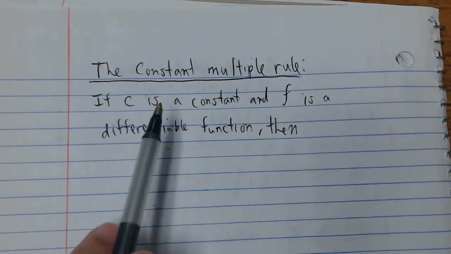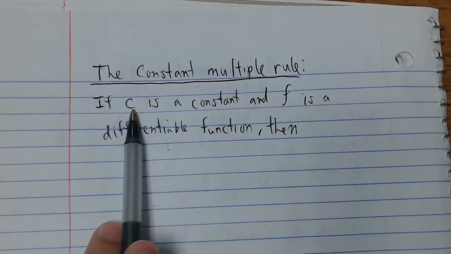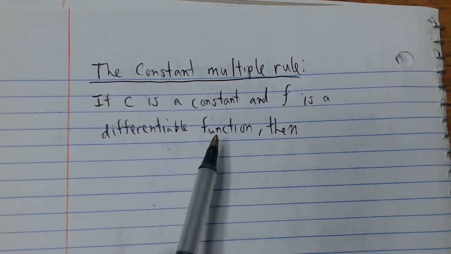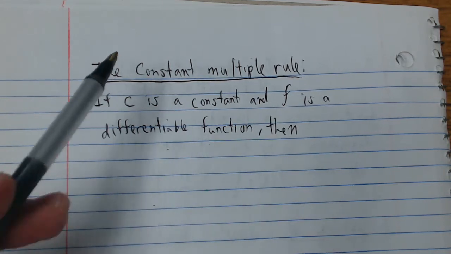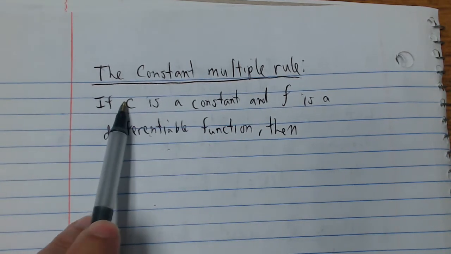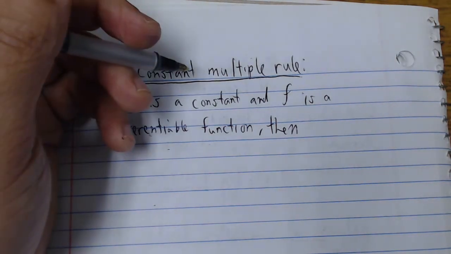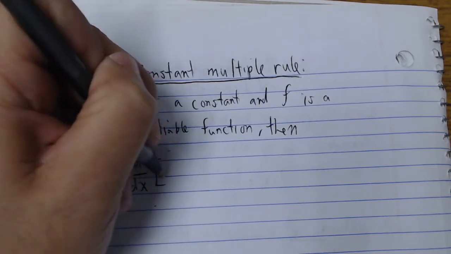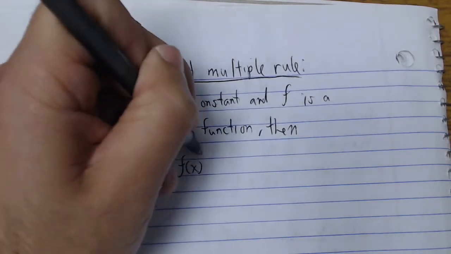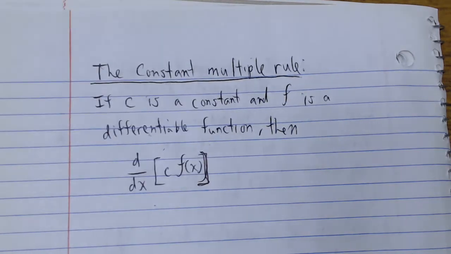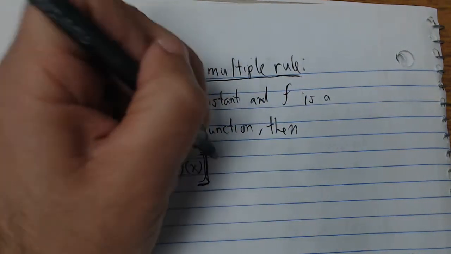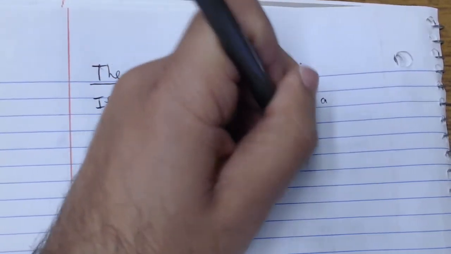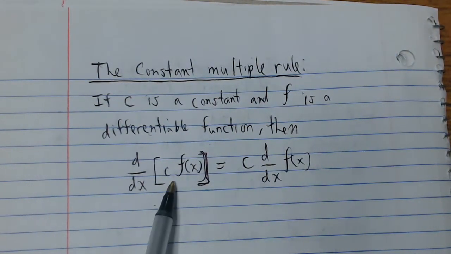So before we go on, c is just some constant, and f is a differentiable function. Remember, what does it mean if a function is differentiable? That means the derivative of f exists. So if you could find the derivative of f and c is a constant, then we could say the derivative with respect to x of c times f of x is the same thing as saying c times the derivative with respect to x of f of x. So in other words, it's saying constants kind of just tag along.